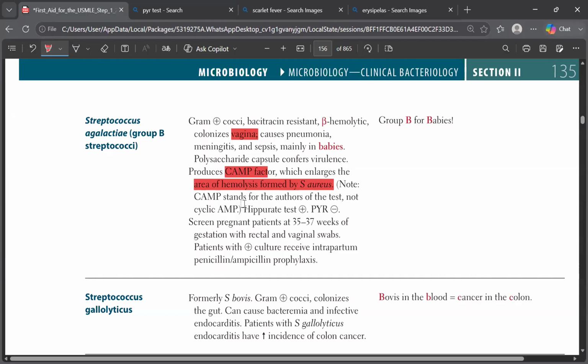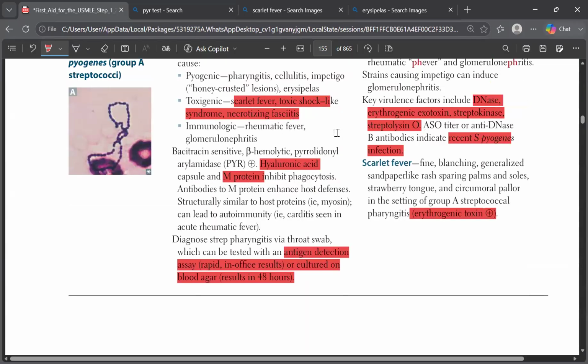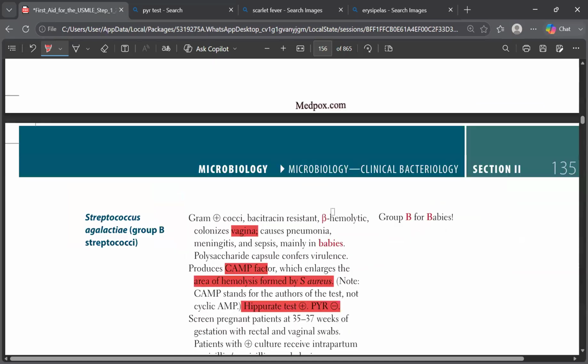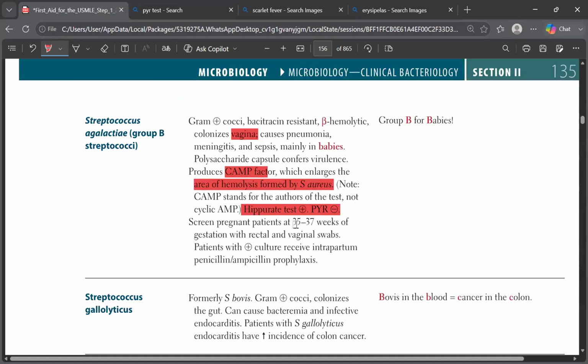Hippurate test positive, PYR test negative, unlike Streptococcus pyogenes that has, sorry, yes, that has a positive PYR test. Then we have screen pregnant patients at 35 to 37 weeks of gestation with rectal and vaginal swabs. Patients with positive culture will receive intrapartum penicillin or ampicillin prophylaxis. And group B for babies.